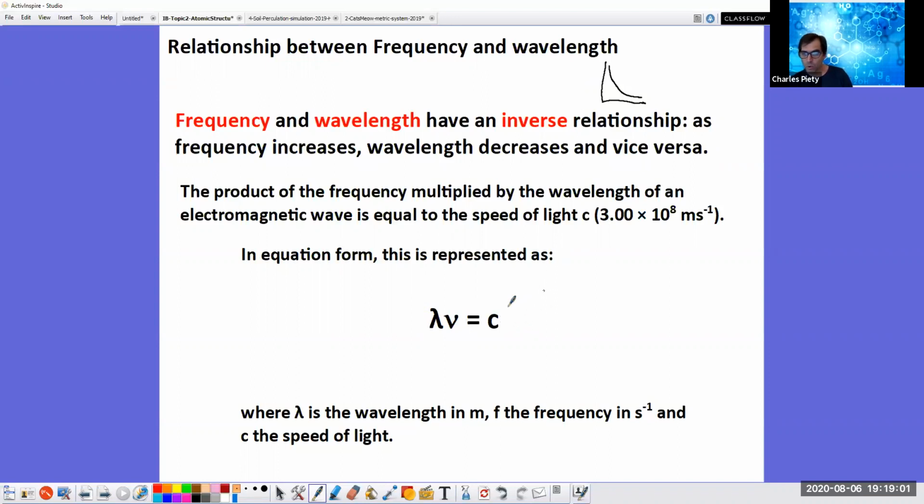This is a known quantity. It is a constant. It's 3.00 times 10 to the 8 meters per second. That's a speed, technically speaking, in a vacuum, because light will change speed depending on the medium that it's going through. And that's just super important to all kinds of applications.